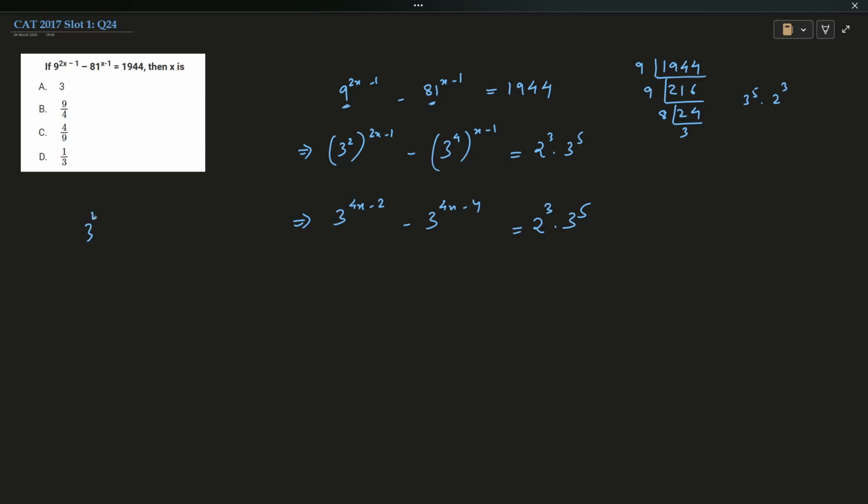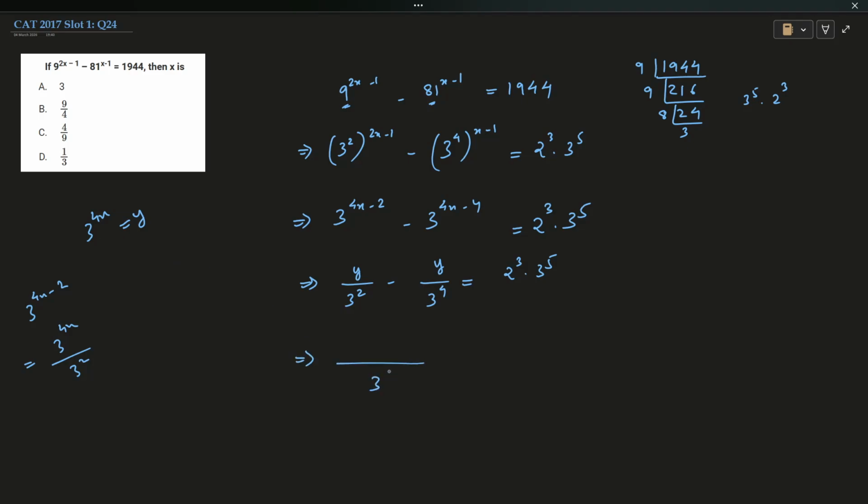We can see that 3 to the power of 4x is common. So let's say this is y. So we will get y by 3 square minus y by 3 to the power of 4 equal to 2 cube 3 to the power of 5, right? What is 3 to the power of 4x minus 2, guys? This is 3 to the power of 4x by 3 square, right? Property of exponents. Similarly, 3 to the power of 4x minus 4 can be written as 3 to the power of 4x by 3 to the power of 4.